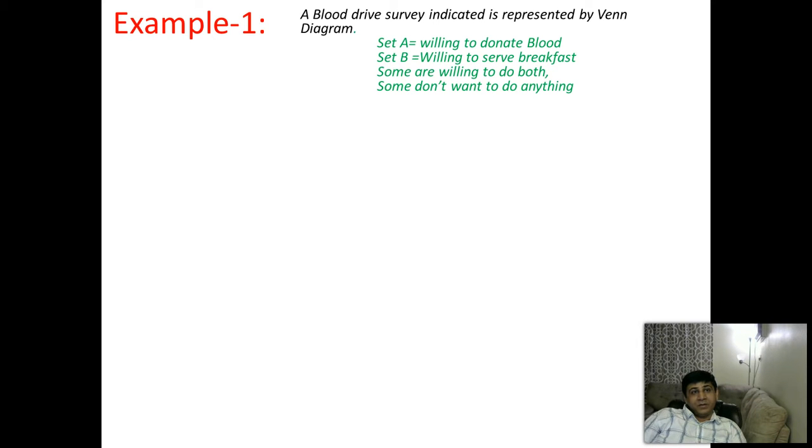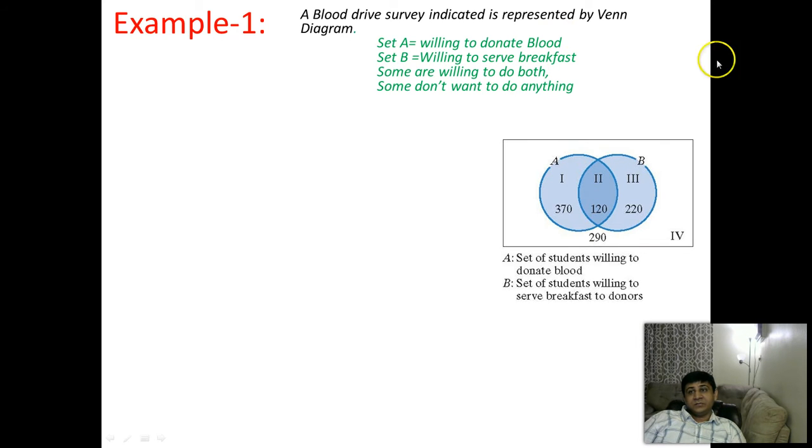According to this survey, students are asked about helping with the blood drive. At the end of this survey, we found out that some students are willing to donate blood. Some are willing to serve the breakfast. Some are willing to do both, serve breakfast and donate blood. And some don't want to participate. They don't want to do anything. The results of this survey are shown in this Venn diagram here.